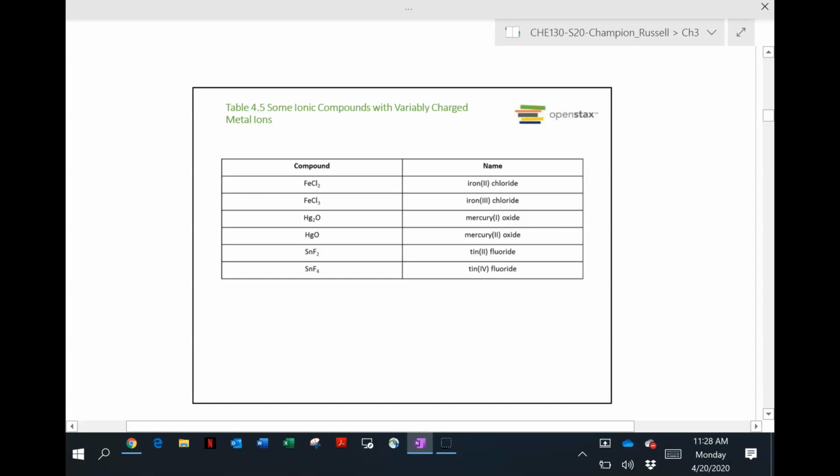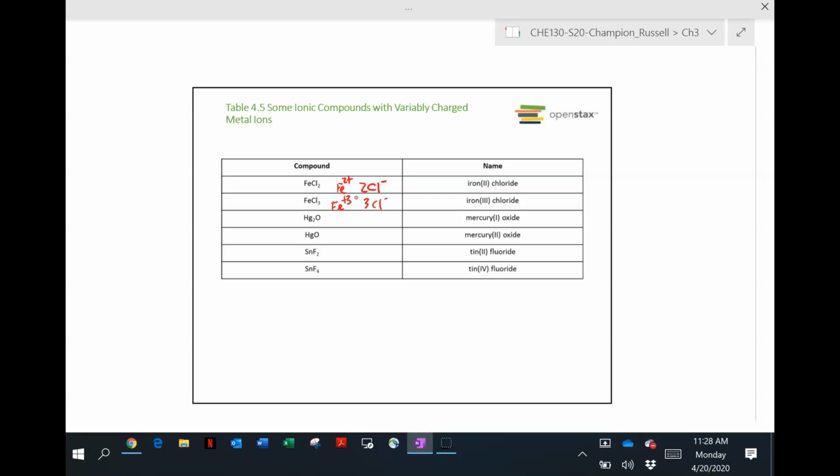So here are some examples of those. Iron(II) chloride. How do we know FeCl2 is iron(II) chloride? Well, we've got 2 chlorines that are -1. We've only got 1 iron. We must have a 2+ charge on that iron to cancel out the 2 -1s on the chlorine. FeCl3, again, you've got 3 chlorines that are -1, so the Fe must be +3. So we say iron(III), not iron(II).